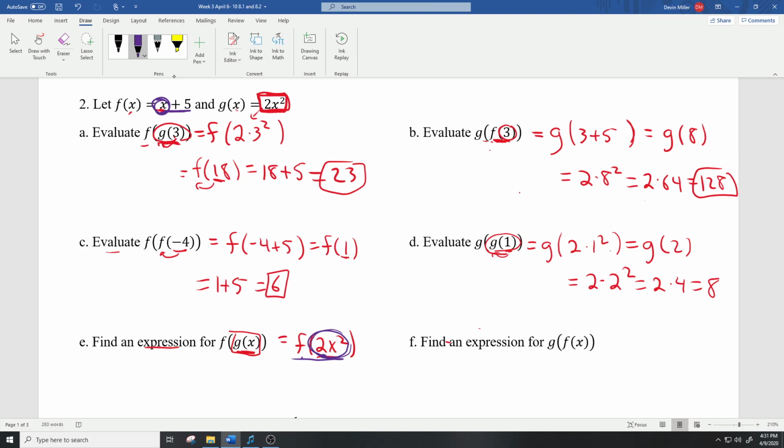I know it's kind of weird, but you're taking whatever is inside the parentheses and you're replacing it up here. So I'm going to remove this x that's up there and replace it with 2x squared. So my final answer as an expression will be 2x squared. And then what else does f have with it? A plus 5. So that would be an expression for f of g of x.